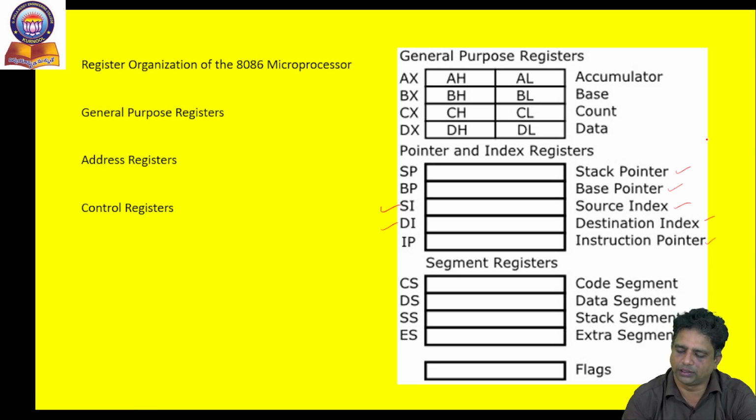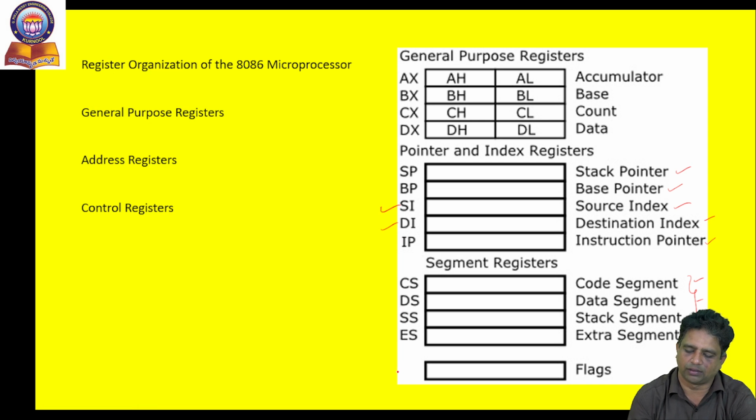In support of these general purpose and address registers, we have peculiar address registers which are used mostly for segment operations. We need to know what the segment operation is in further discussion. They are categorized into four representations here. Each register is of 16-bit size, and their names are the code segment address register, data segment address register, stack segment address register, and extra segment address register.